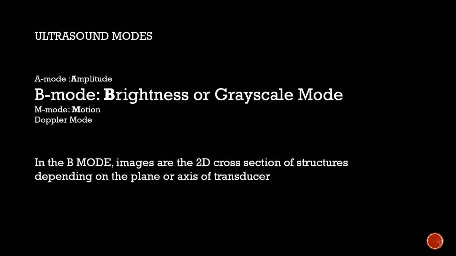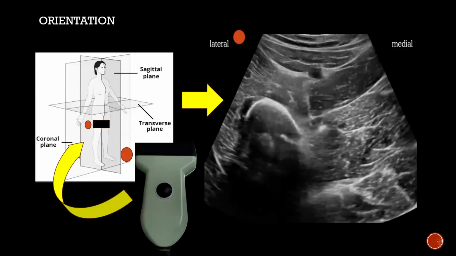So again, the ultrasound mode that we use is the brightness or grayscale mode. There are several other modes like amplitude mode, motion mode, and Doppler mode, but we will not be discussing these in this lecture. In B mode, images are two-dimensional cross-sections of structures depending on the plane or axis of the transducer. So we can create two-dimensional images in the coronal plane, transverse plane, or sagittal plane.